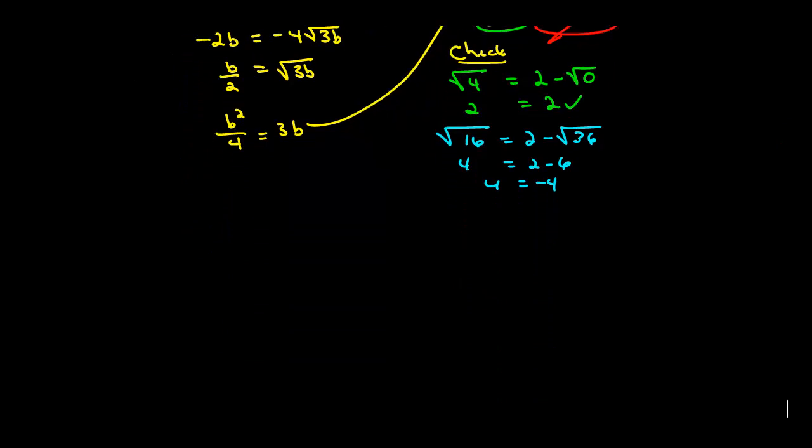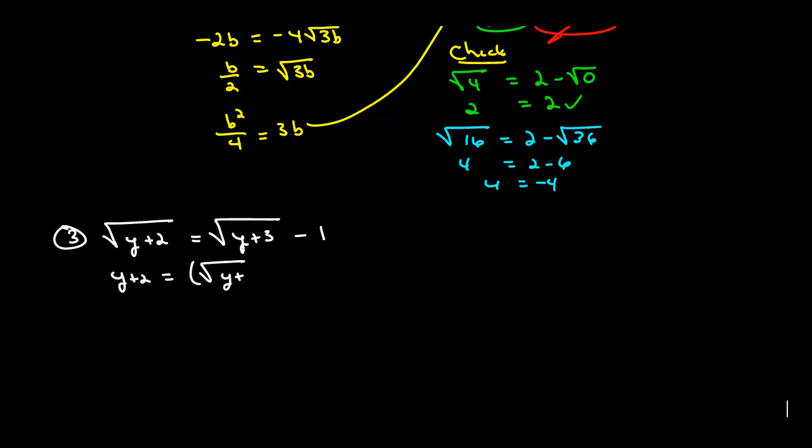Okay, let's go ahead and try one or two more here. What if we had something like this? The square root of y plus 2 is equal to the square root of y plus 3, minus 1. Well, again, we have one of the radicals by itself. It's isolated, so we can square both sides. So this side will become y plus 2. This side becomes the square root of y plus 3 minus 1 times the square root of y plus 3 minus 1.